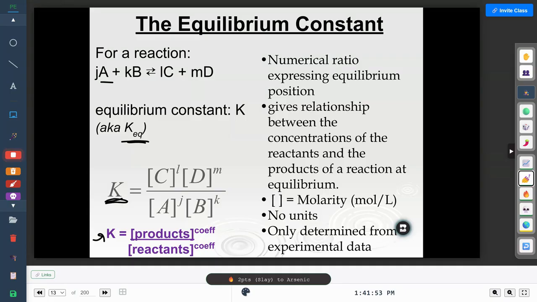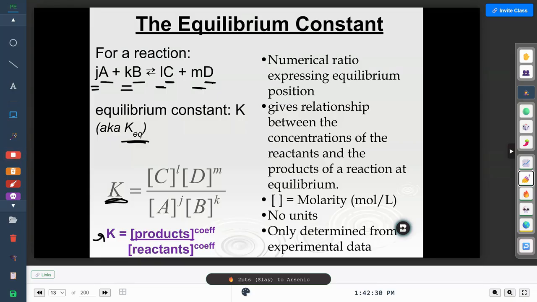We take our chemicals A, B, C, D, those are the chemical compounds, and we're going to take them to the power of J, K, L, M. Those are our coefficients. So our coefficients become our exponents, and our compounds are taken to those powers. I'm going to take my products divided by my reactants. My products in this case are C and D. It's C to the power of L and D to the power of M, divided by A to the power of J and B to the power of K.